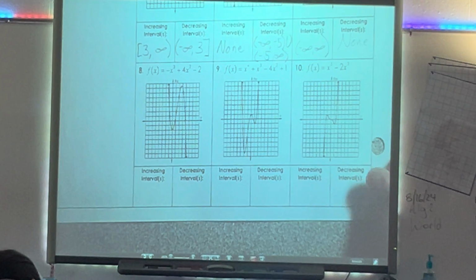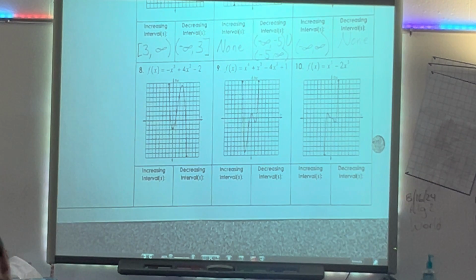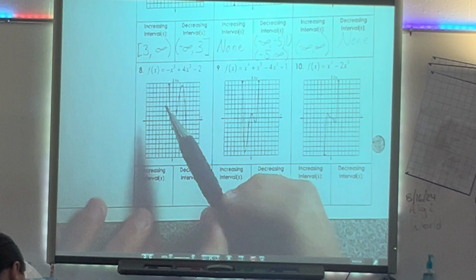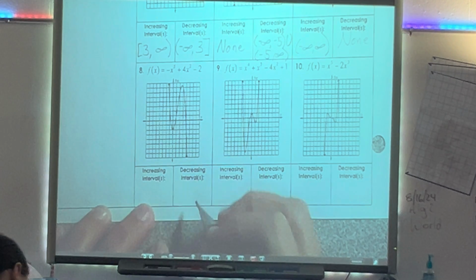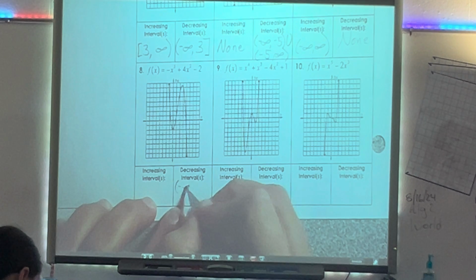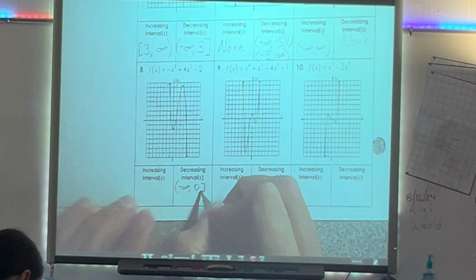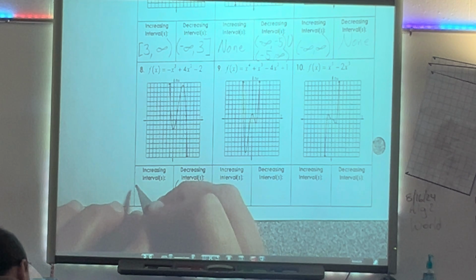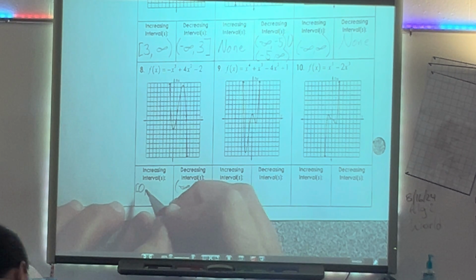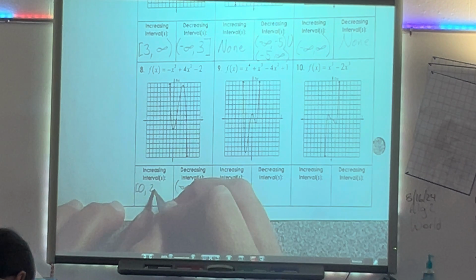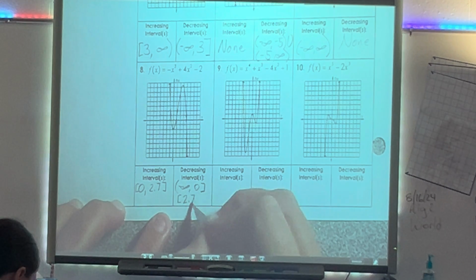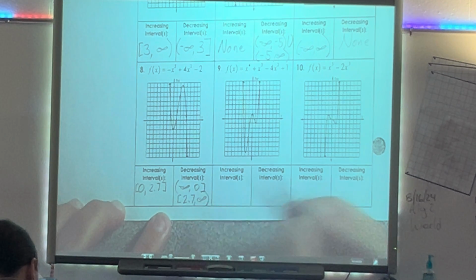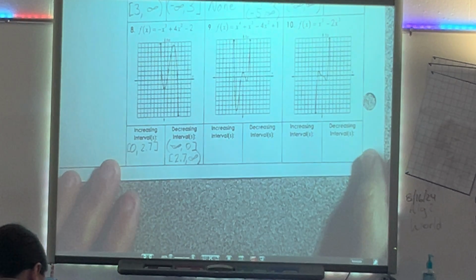This one down here, it's a negative cubic. I already have these points, so I'm not gonna make y'all go find them for the purposes of time. This one right here is pretty obvious, it looks like it's at 0. So we're gonna decrease from negative infinity to 0. Then we're gonna increase from 0 to 2.7, and then we're gonna increase from 2.7 to infinity. Like I said, I found those in advance, so you don't have to.